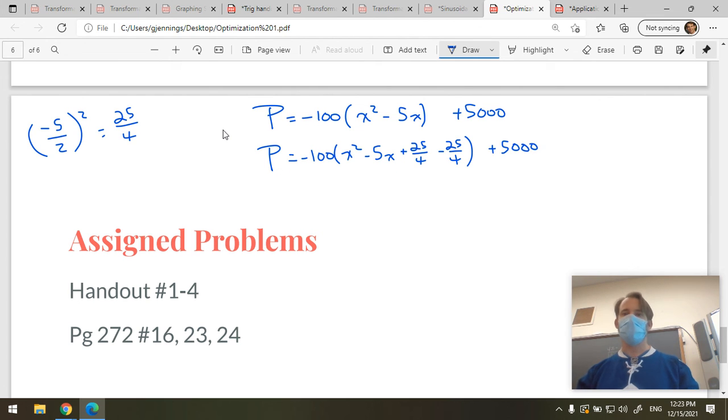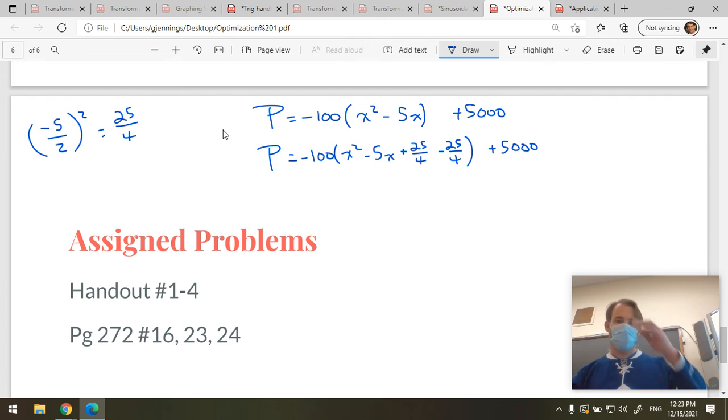Is this like the best way to do it? I would have done it a different way. But the advantage of this way, Alex, is it's going to tell you right away not only how many increases to make to your price, but what your profit will be at that time. So it gives you your X and your Y simultaneously.